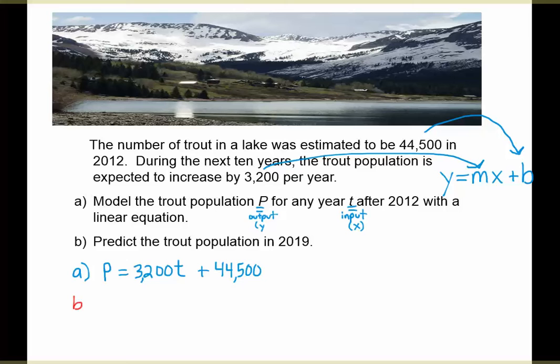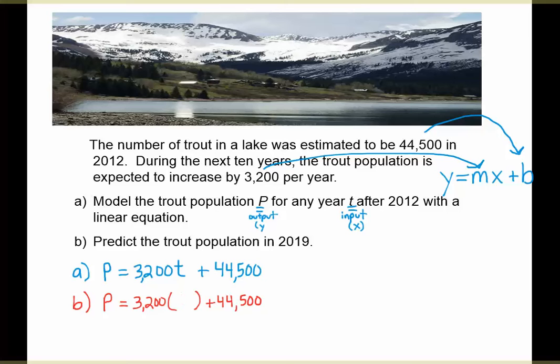Okay, well, the big deal here on part B is knowing what to plug in. So we've got the model. We just need to know what number to plug in for t. So when I set this up, I might put some parentheses here for the t. Now if you plugged in a 2019, you are going to get a huge number of fish, and you're going to be wrong. Okay? Remember, we're talking about the years after 2012. So for example, the first year after 2012, if I were to plug in a 1 here, you'd have 3,200 new fish, and you would just add that to the 44.5, right?